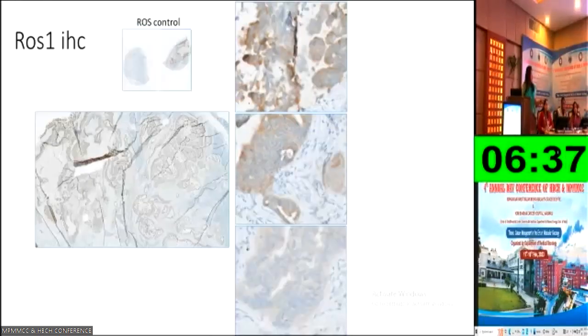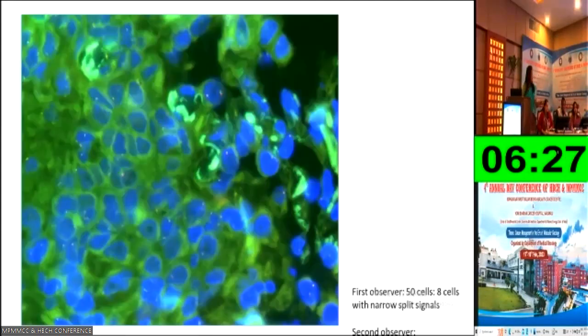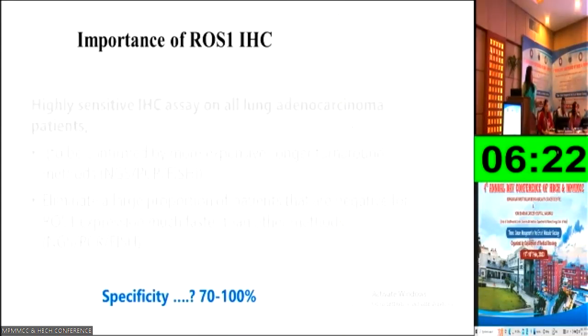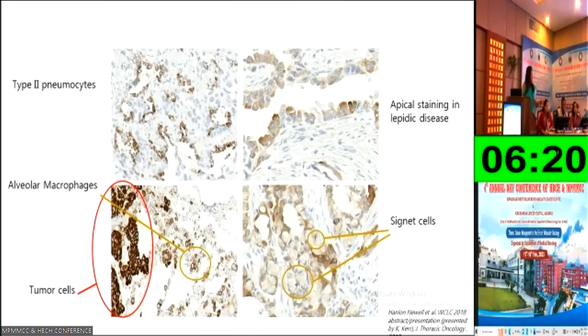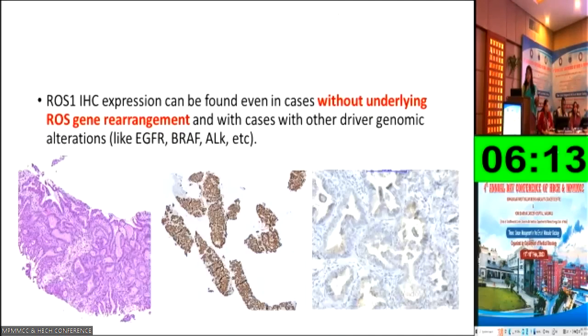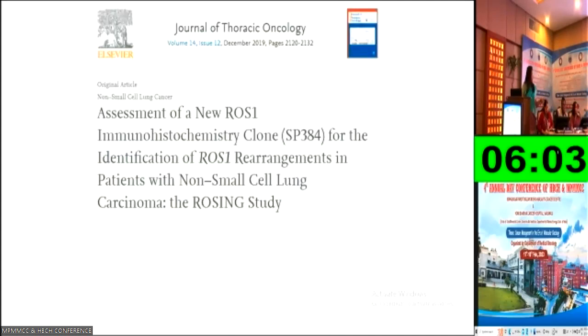So like this, there is positive, but you have to score how many of the percentage are carrying weak staining, moderate and strong, and then you give an H score. So the H score will determine which are actually ROS gene rearranged. So this was 110, but it is negative. It is not a specific antibody because even in normal lung parenchyma, macrophages show strong staining. So before calling anything ROS positive, look where you are interpreting. It is not just the tumor, but the rest of the things show positive staining. And even if there are other alterations, you can still see ROS expression. So whenever there is ROS IHC positivity, you have to be vigilant and ask for reflex testing.